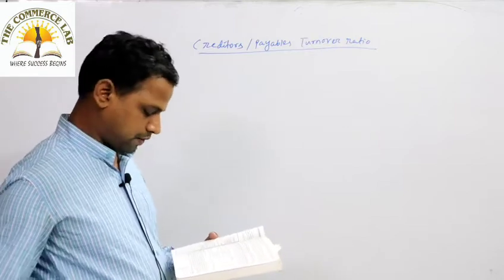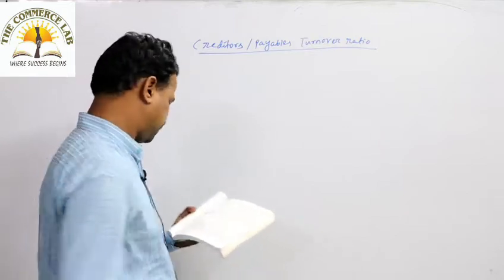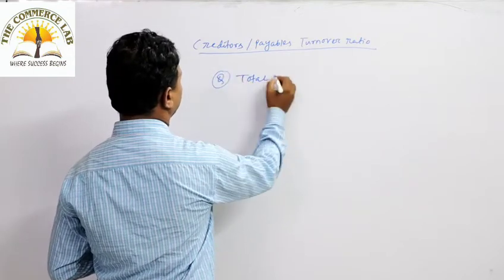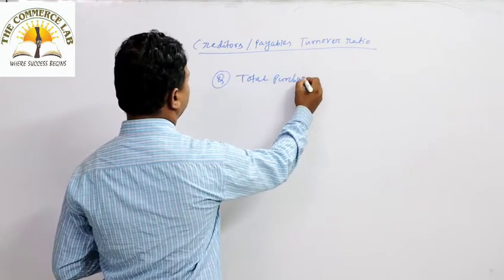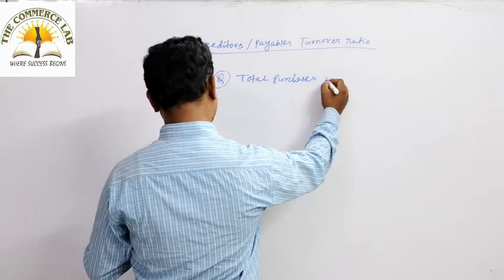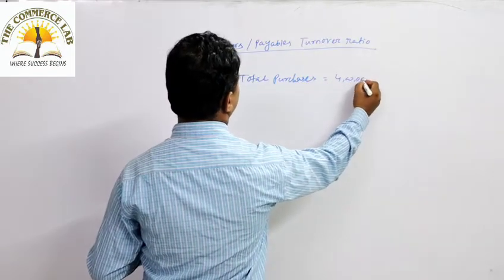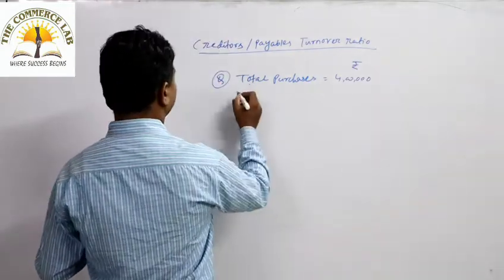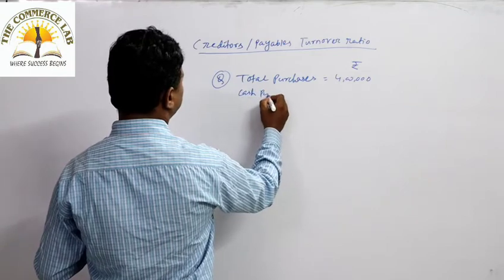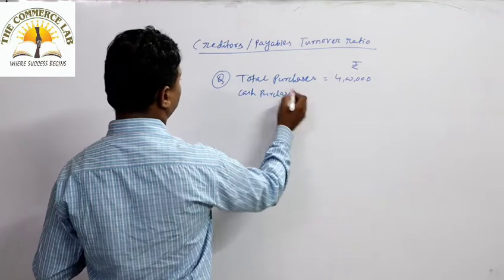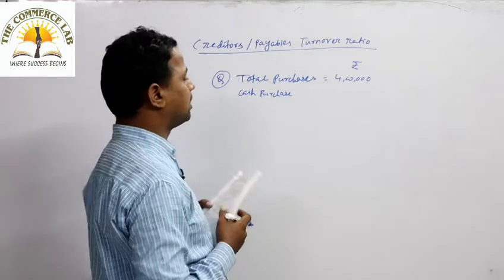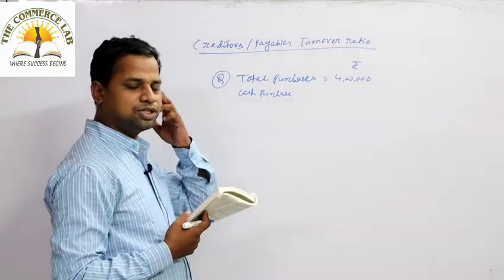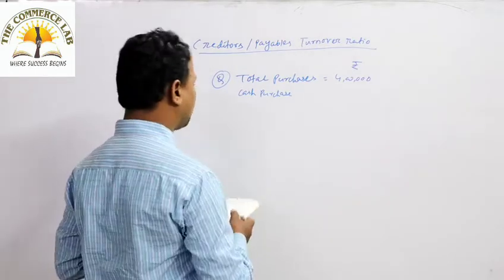Let's write a question, then we can understand what this is. Total purchases, this is a question we are going to solve. The more problems you solve, the better your understanding of this subject will be. Whenever we are calculating the debtors turnover ratio or creditor turnover ratio, the cash transactions we should not take into consideration. Only the credit transactions we have to consider.